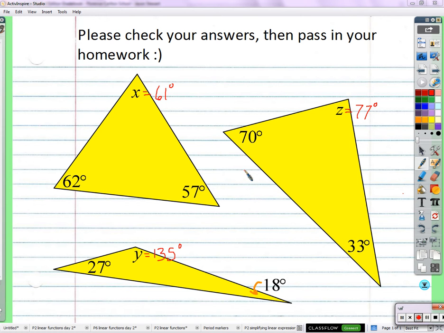All right, so the assignment here was not just to find X, Y, and Z. It was to write an equation that, if you solved it, would give you the correct answer. It would give you 61, 135, or 77. So let's start with this one. What's an equation that you can write that involves the variable X? It's a variable. So if you solved it, you would find 61 is what X is worth.